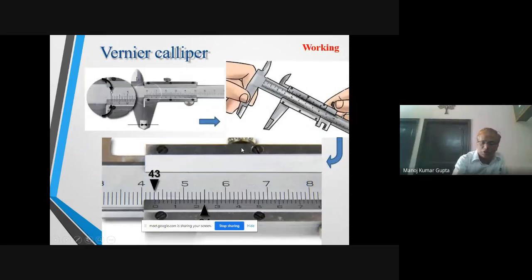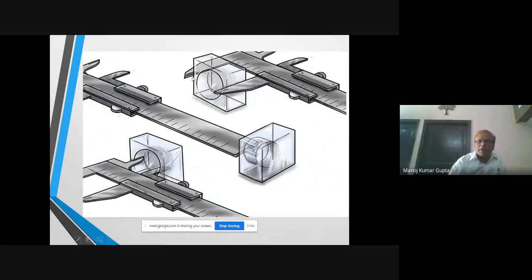The vernier caliper is shown in this figure. How can we make the measurements? Suppose we want to measure an outside dimension, we can use these outside jaws. And if we want to measure the inside diameter, there is a hole in this object, we have to use the inside jaws. And suppose we want to measure the depth of this hole, then there is a depth gauge on the back side of this. We can use that depth gauge and measure the depth of the object, hole or cylinder.